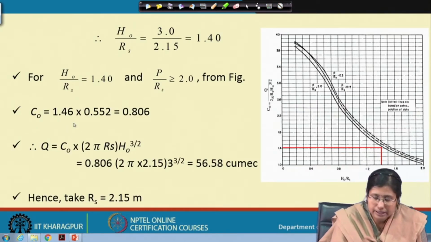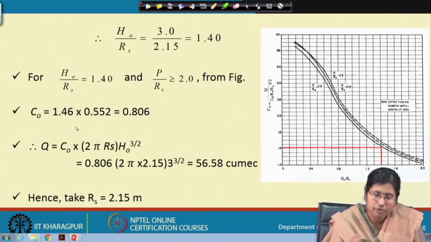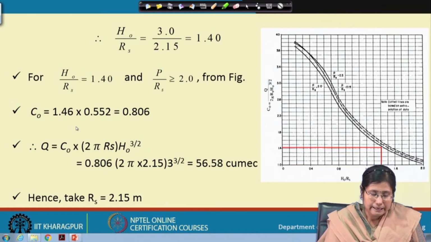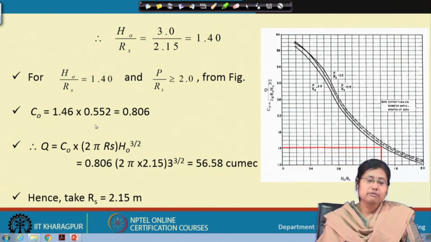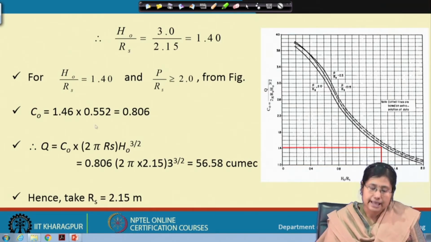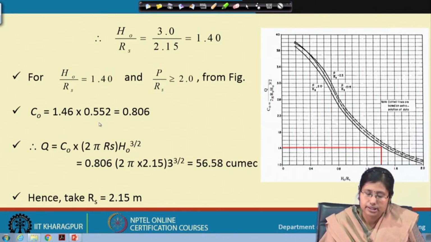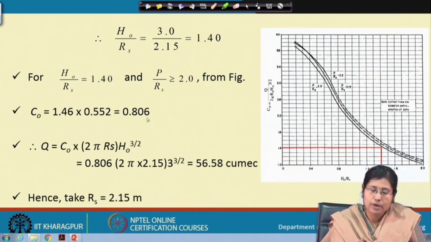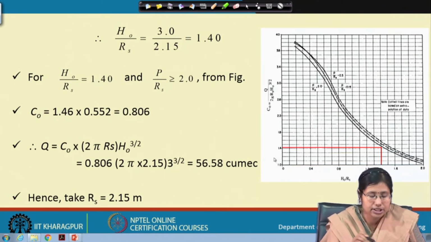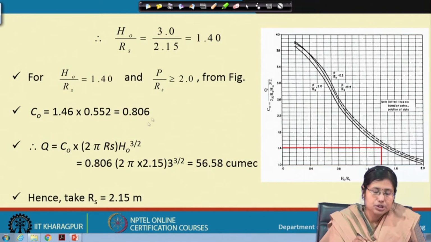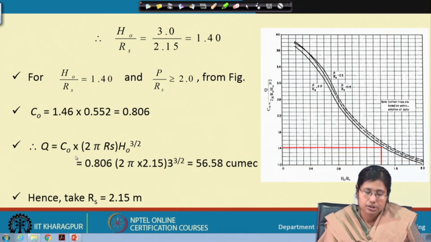So, now you can assume that this particular point is 1.46, and since you have to convert the unit into SI, you multiply with the conversion factor, which is 0.552. Now your C0 value comes out to be 0.806. This C0 value you plug into the discharge equation.